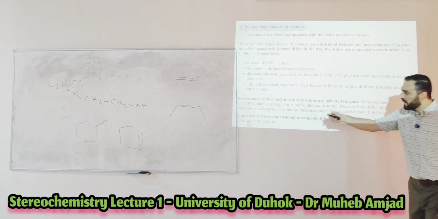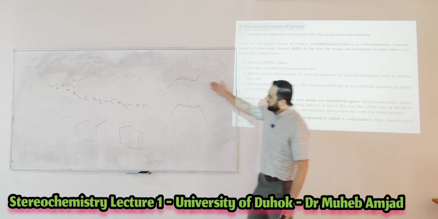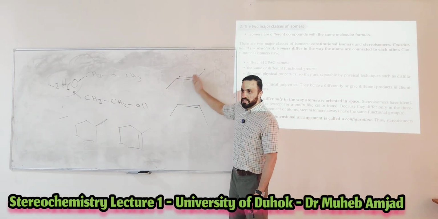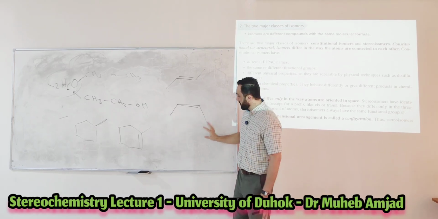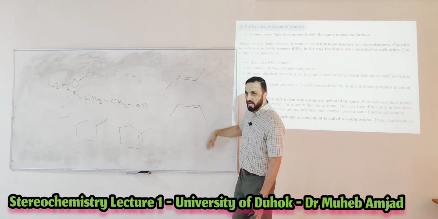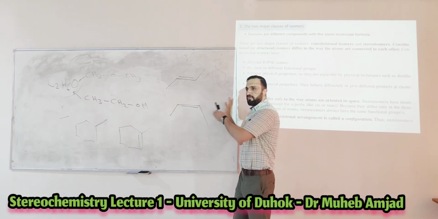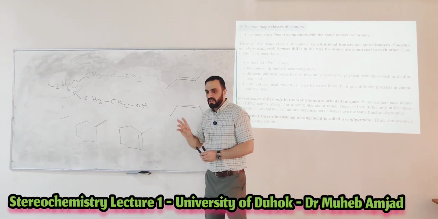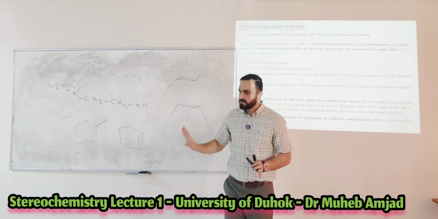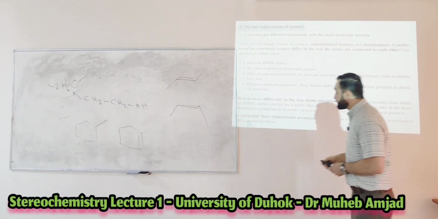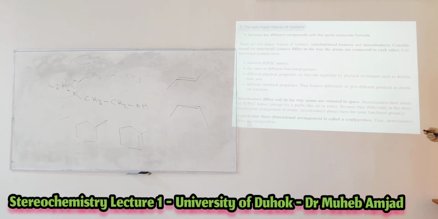stereoisomers differ only in the way atoms are oriented in the space. Look here. CH3, CH, CH, CH3, here CH3, CH, CH3. The same connection, exactly the same connection. But the orientation: this one in the front side, near to you, this one far from you. Okay, just the orientation. This atom is here, this atom is here, like that. Do you understand? So, stereoisomers differ only in the way atoms are oriented in the space.